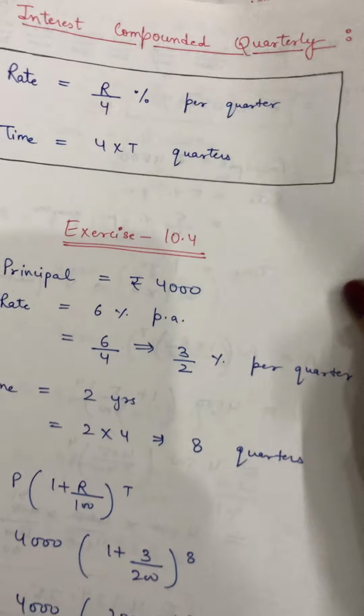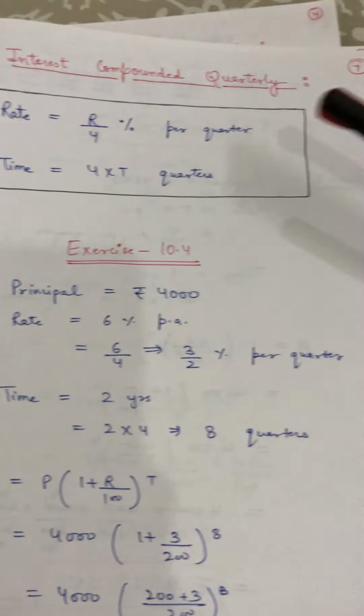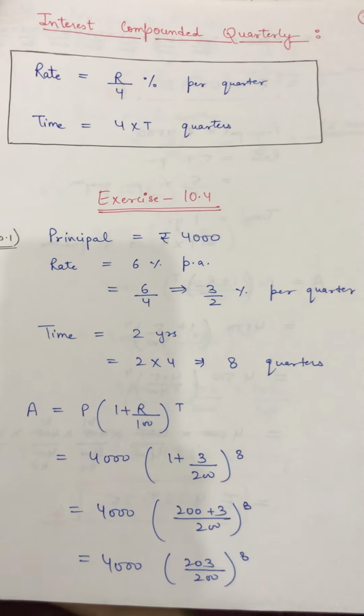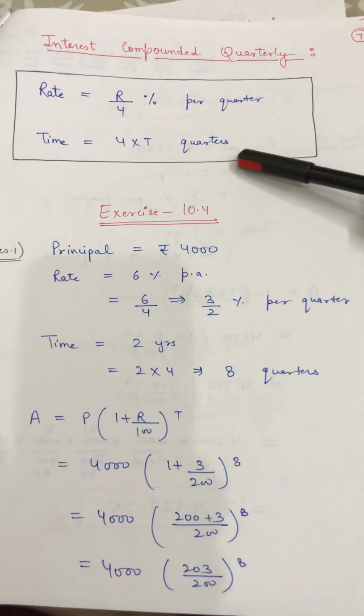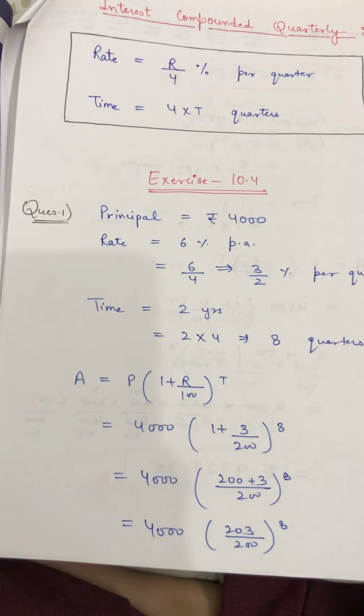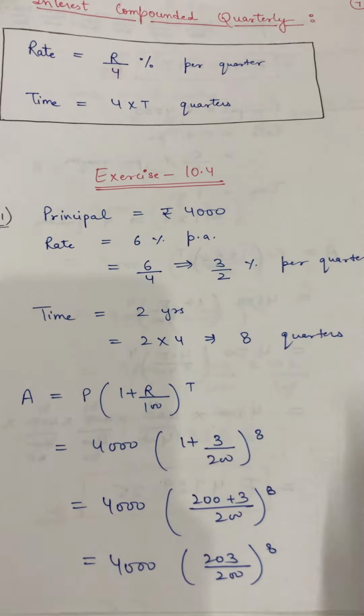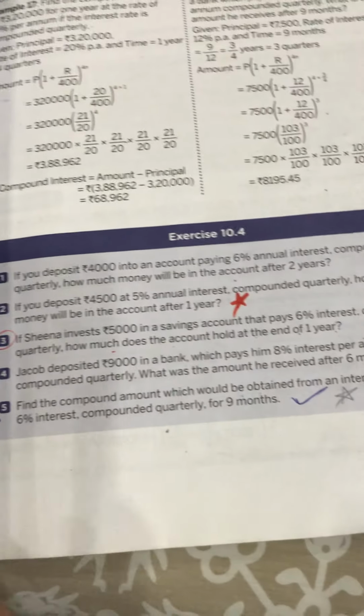Okay, so the rest of everything is the same. Principal will be the same as it is. These two things you have to change in the beginning, and then the rest of the formula of amount will be the same. So this is the first question.